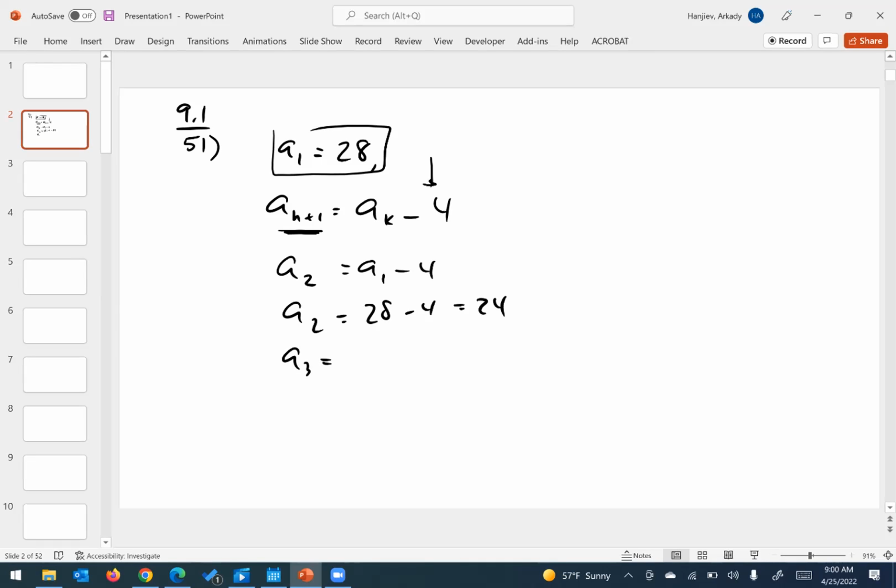And then A3 is going to be 24 minus 4, which is 20. A4 would be 20 minus 4, which is 16, and you got 12. Done.